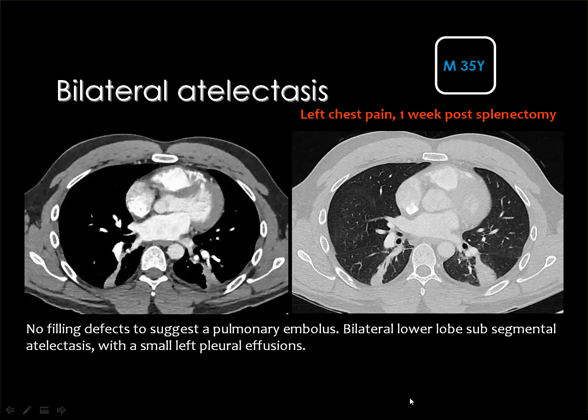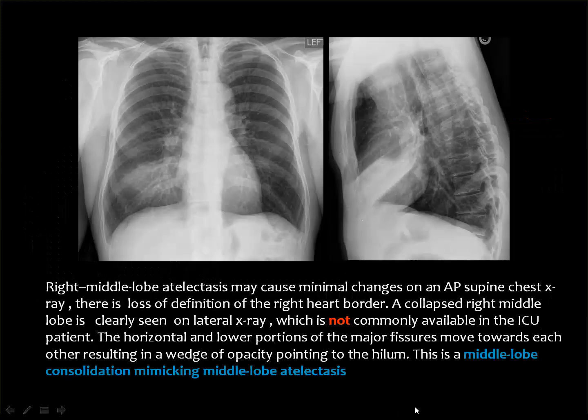Then here you see the atelectatic bands by CT, very thick atelectatic bands in the lower lobes. And if you look here, you see that there is a patchy opacity on the right side with partial obliteration of the cardiac silhouette, meaning that the opacity is anterior. And the anterior structure present here is the middle lobe. And if you look in the lateral view, then you will see that the opacity is projected in the middle lobe, and this is middle lobe consolidation.